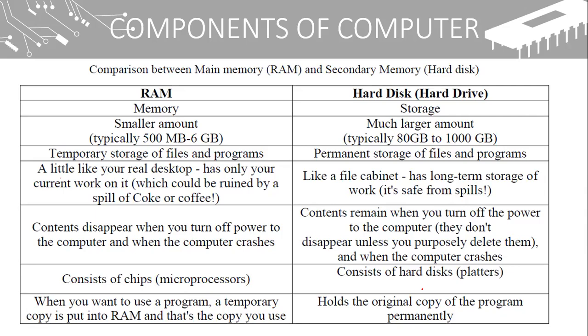Then, contents disappear from the RAM when you turn off your computer, while the things on the hard disk remain. RAM consists of chips, that is microprocessors, while the hard disk consists of platters. When you want to use a program, a temporary copy is put into the RAM, and that is the copy you use, while the hard disk holds the original copy of the program permanently.